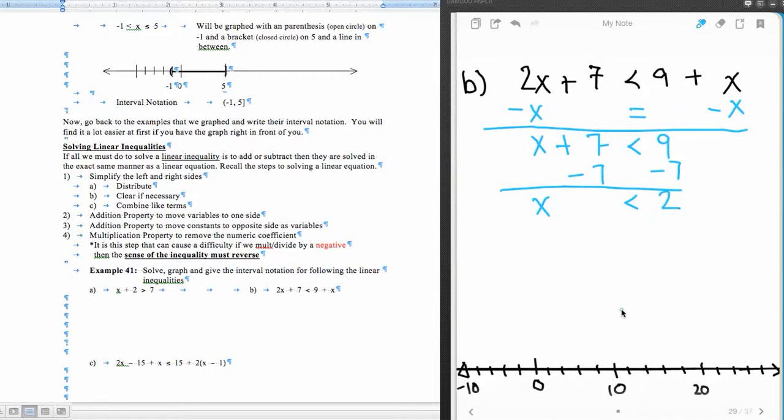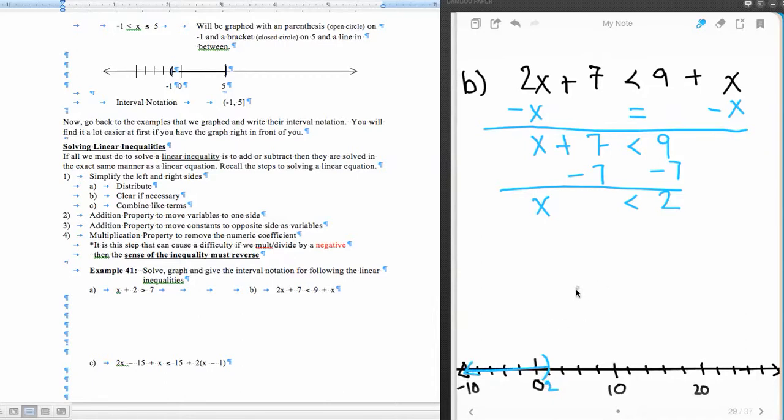And so now what we'll have is, moving on here, oops, I put these by twos. So, oh well, here's the 2, and so I'll mark 2 right there. And we have less than 2, so I'm going to put the parenthesis there and move off to the left because it is less than that.